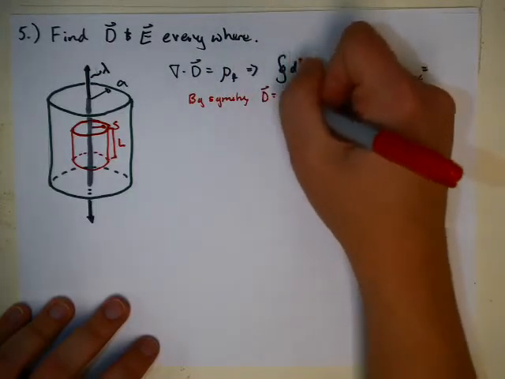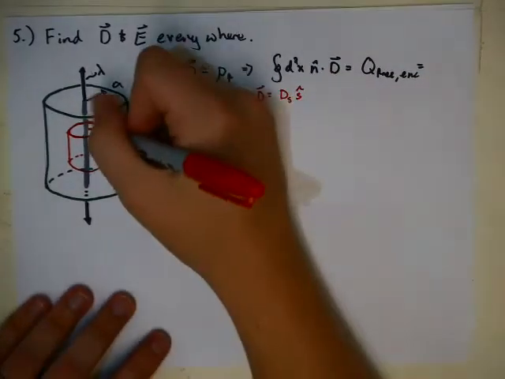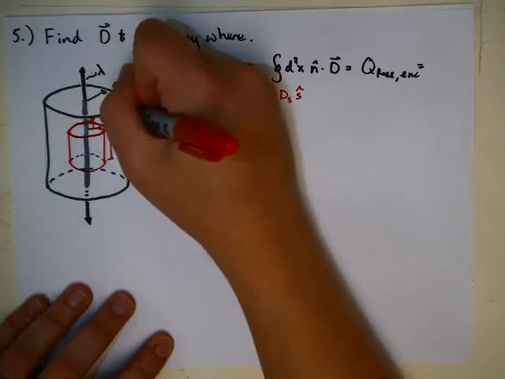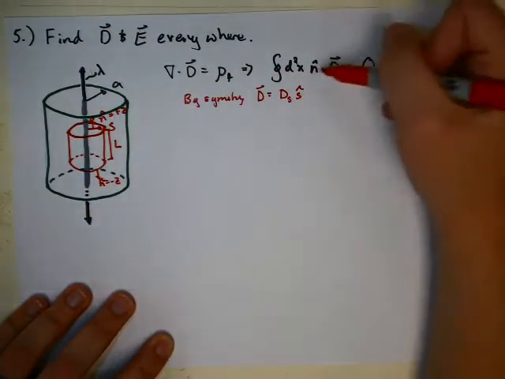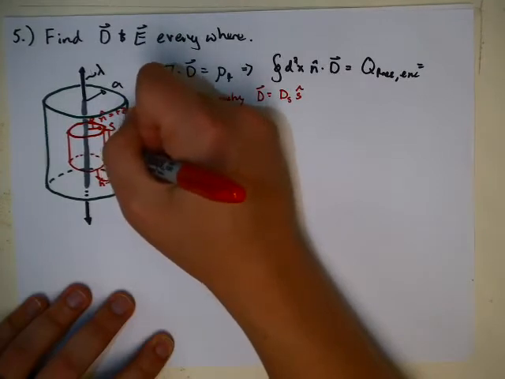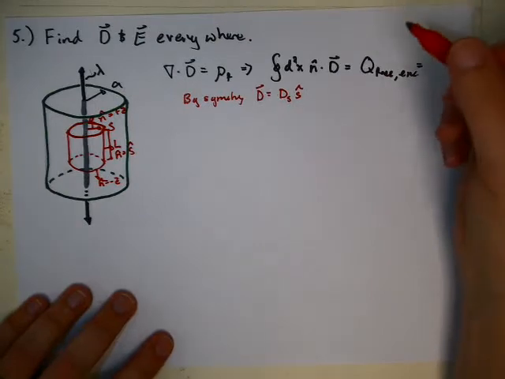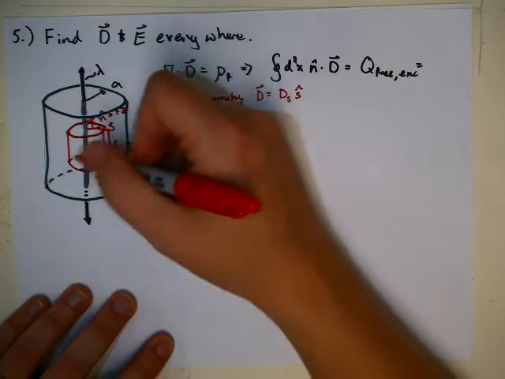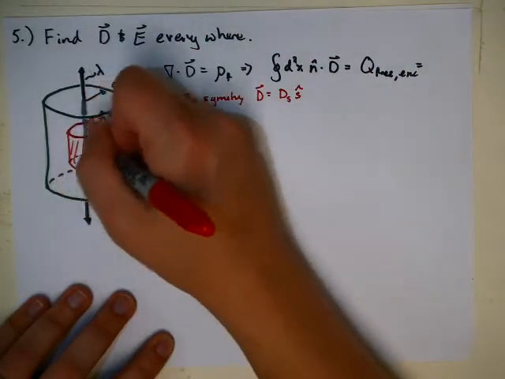that the D vector only has a component in the s hat direction, and furthermore the normal vectors on the ends, the top and bottom, are plus z and minus z. So n hat dot s hat gives 0, and the only contribution comes from the edge where n hat is in the s hat direction. So s hat dot s hat gives 1. Since this only depends on the distance and won't depend on the azimuthal angle or the height, this will simply be the surface area of the side of the cylinder.